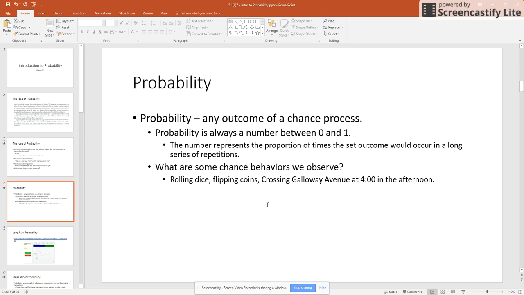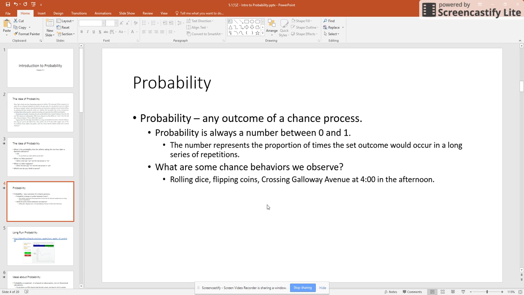If we're looking at probability, like we just mentioned, this is any outcome of a chance process. A chance process is things like flipping a coin, rolling the dice, reaching into the bag and pulling out a certain kind of marble, reaching into the bag and pulling out your assigned lab group, or spinning the spinner. These are chance behaviors. Your probability is always going to be a number between 0 and 1. And we will go back and forth and probably refer to that as percent sometimes.